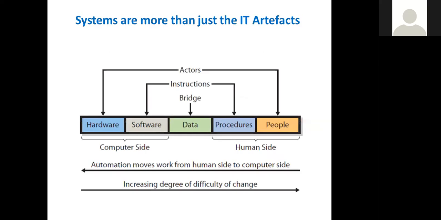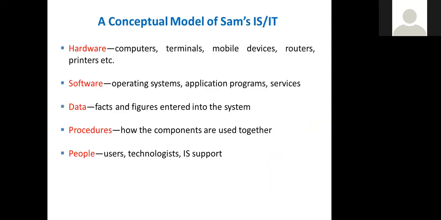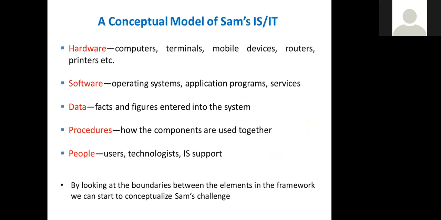And as you move from the right towards the left, from people, it's really hard to automate procedures and data, but software and hardware are easier to automate. This is what the conceptual model of his IS or IT system would look like in terms of hardware.